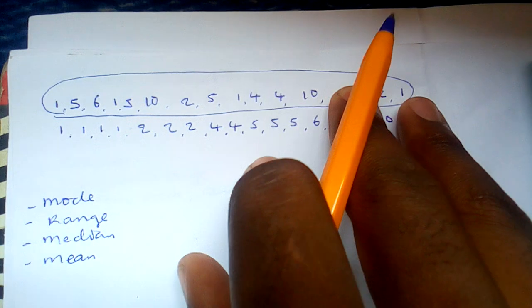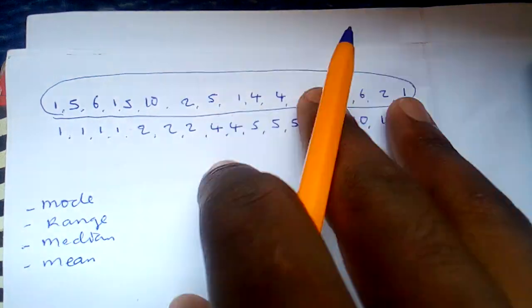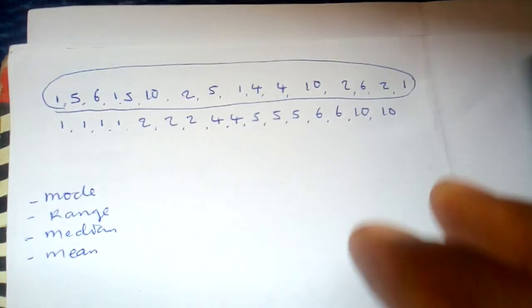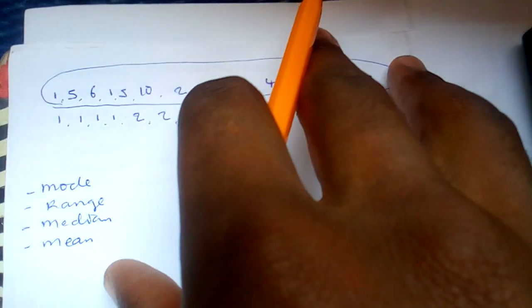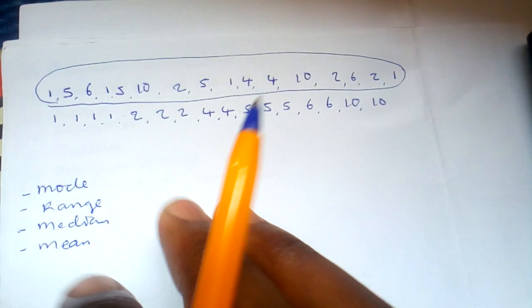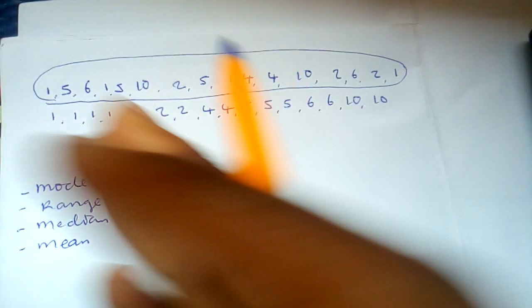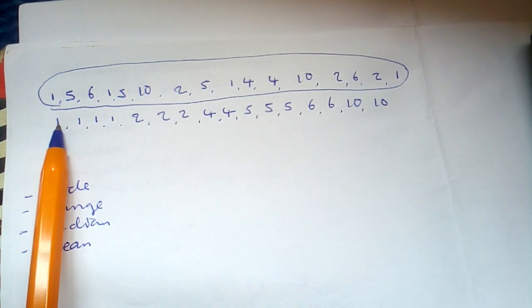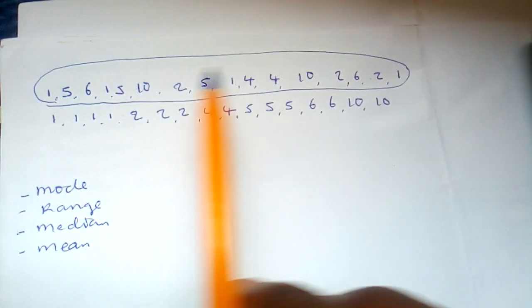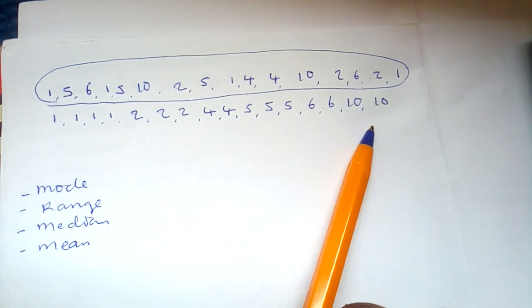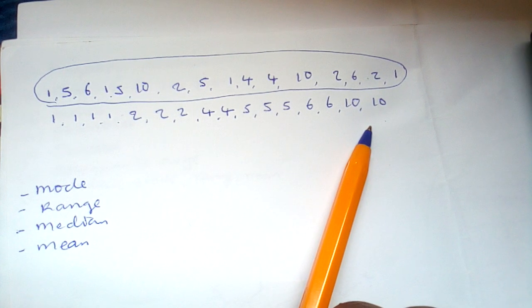When you're given just numbers like this, it's called ungrouped data. So when you want to solve anything to do with ungrouped data, you need first of all to arrange your data in ascending order. So you begin with the smallest number, end with the biggest number. As you can see, 1 is the smallest from this data, and 10 is the highest in this data given before us.